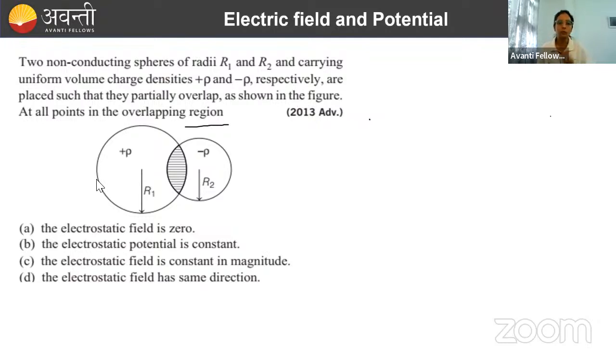That is basically the question. So the first thing is, electrostatic field is zero. Will it be correct or not? So let's first see the most common mistake that anyone can make here, which is applying Gauss's law. Yes, Gauss's law will be true here as well, but we should apply it very carefully.